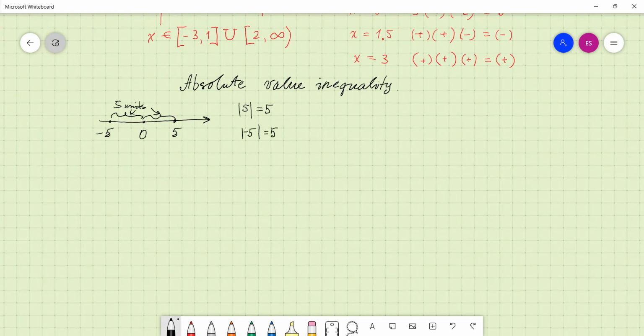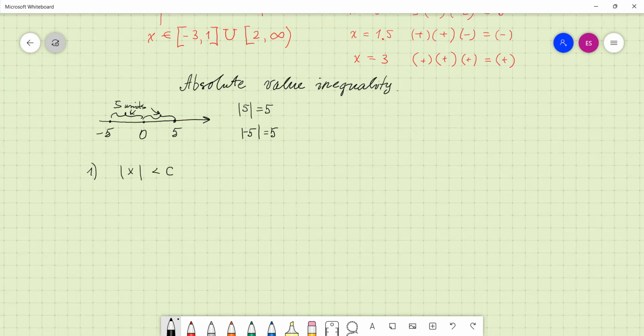For us, the very simple way to remember this is that both numbers, positives and negatives, are going to be positive after you apply absolute value. It's like absolute value is just eliminating the sign of the number. Okay, so there are 2 possible absolute value inequalities we can have. Inequality number one is going to look like this: absolute value of x less than C. C is going to be a number, something like 5 or 2 or whatever.